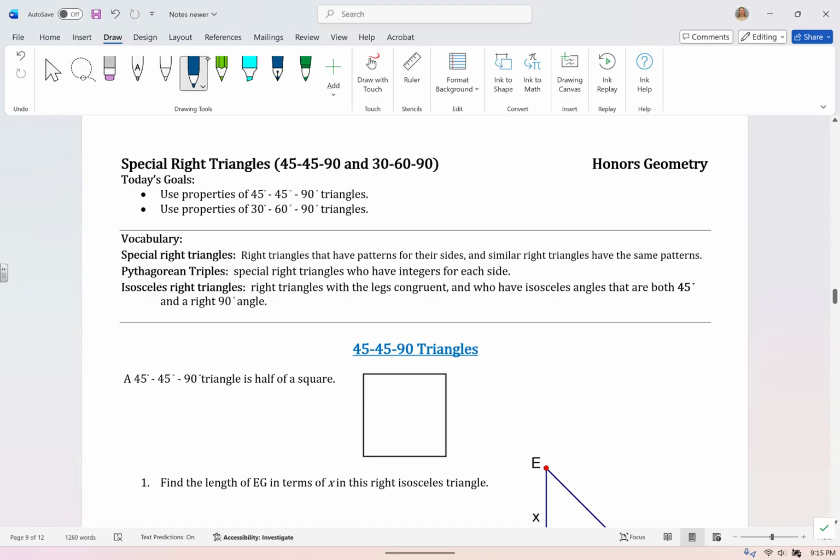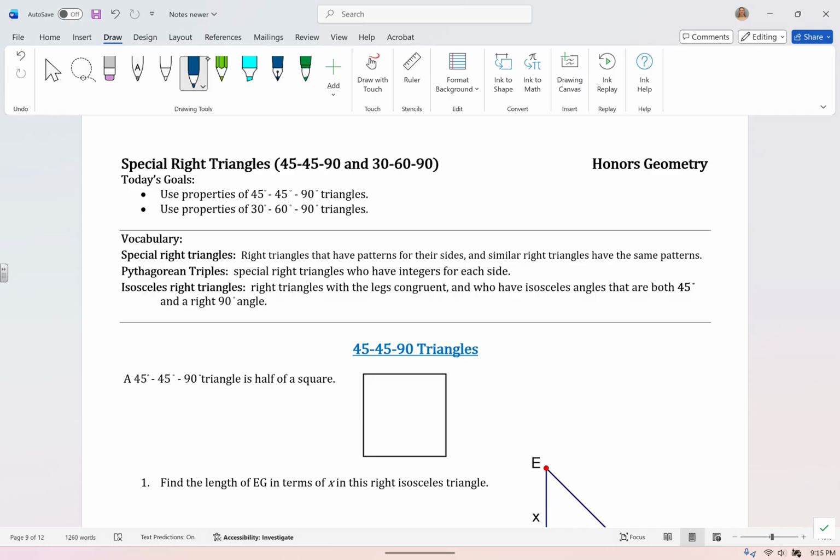The Pythagorean theorem works for all right triangles as long as you know two sides. But if you have Pythagorean triples, those are special ways to know the missing sides. And then also, if you have the angles, then these are really amazing ways to say, I know just one side and I can find the other two sides.